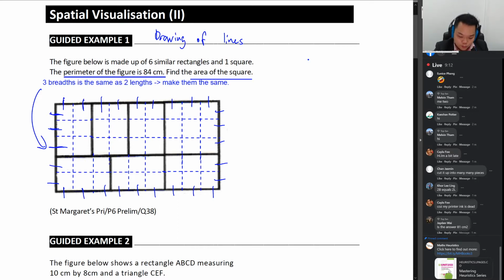If 28 small squares length represents the perimeter of 84, then we can say that one of those small squares length will be 84 divided by 28 to give you 3. Correct? So are you all following me so far?